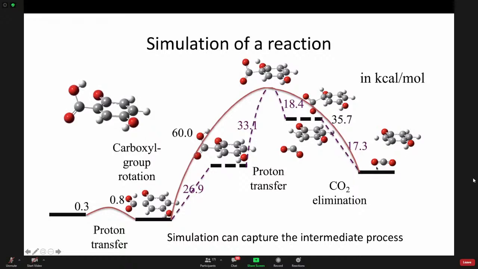So what we did is that not only could we see the reactant and the product, but we could also find the intermediate states. And also we can calculate the energy barrier that we have to overcome to make this reaction happen. So you can see that simulation can really help to see what you can't see in experiments.